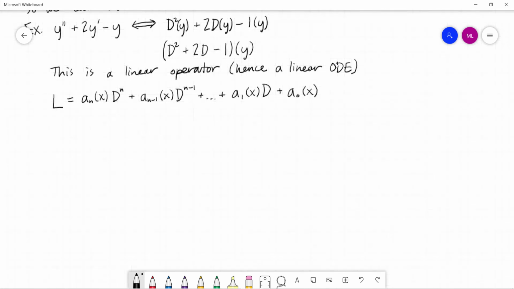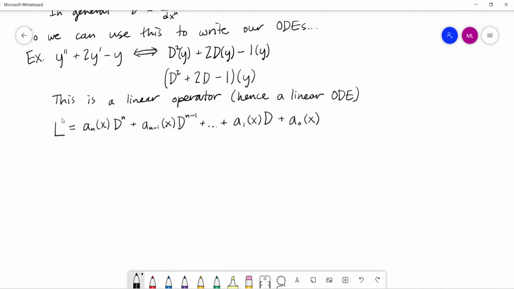That's the point of this notation, it allows us to write the original equation as just simply this new big ugly mess, L of y. So L of y equals g of x is a compact way to write equation 1.